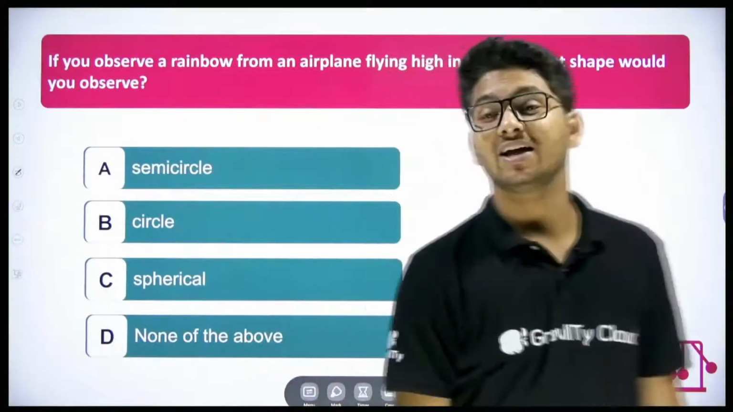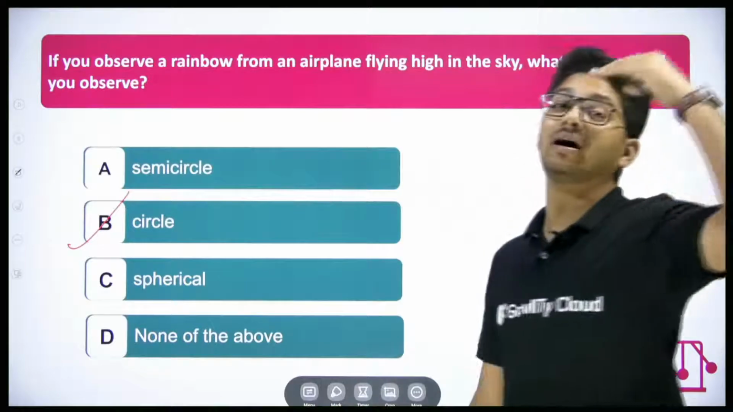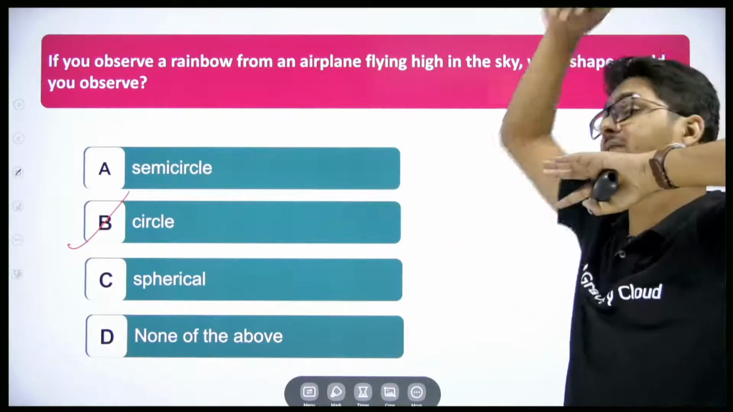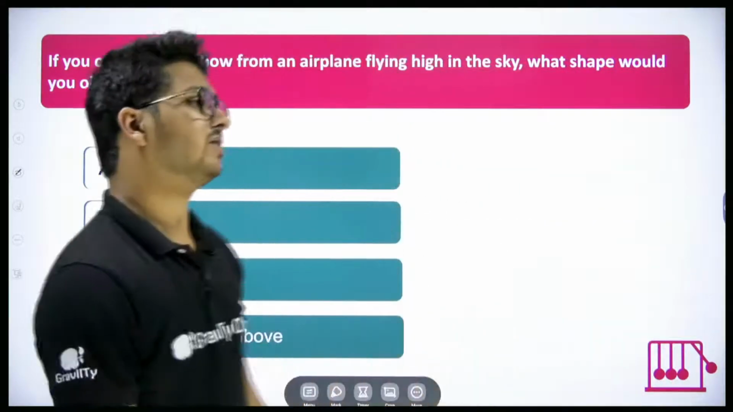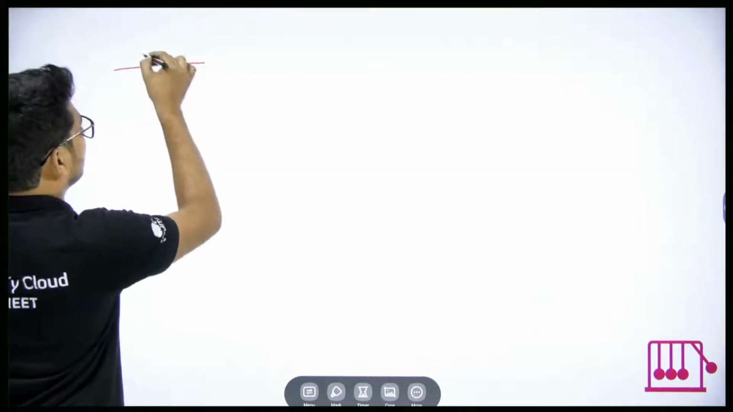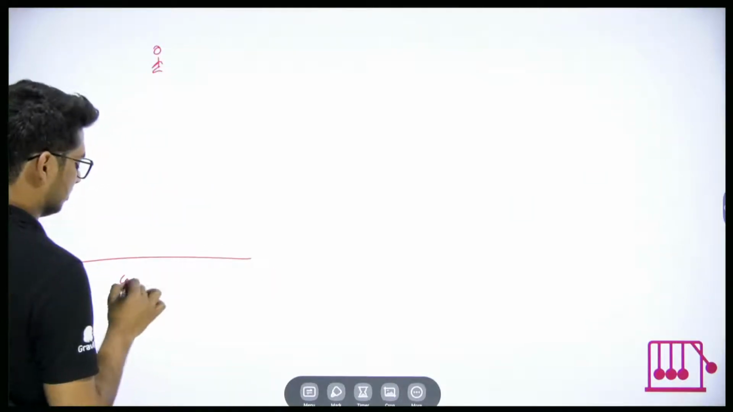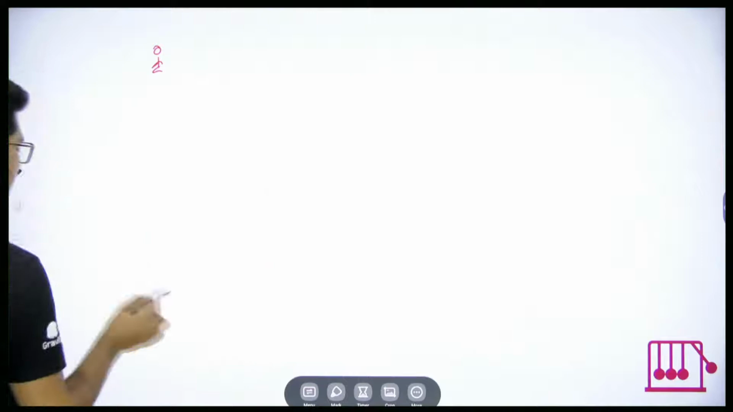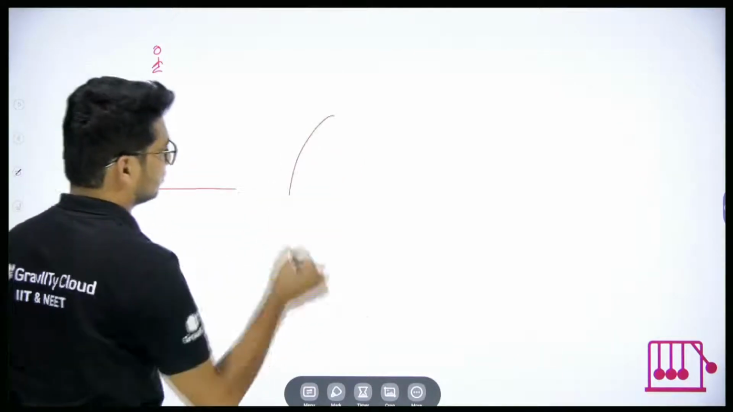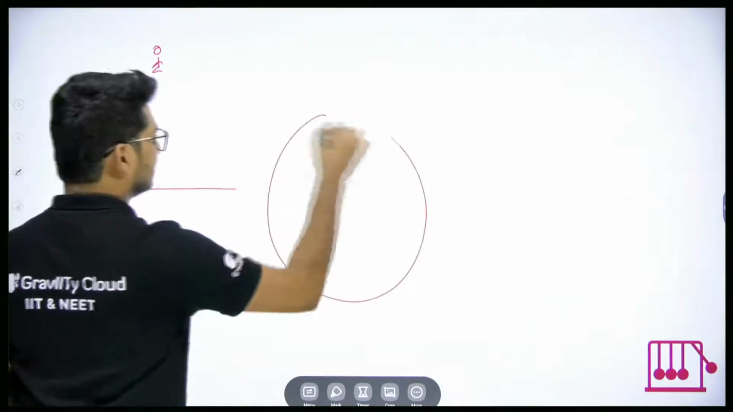Interesting question, right? And the shape that you observe will be a circle, not a semicircle, when you see from high up above. In an airplane that is flying high, there you see a circle, but on the ground we see a half ring, semicircle. Why is it? See, this is the aeroplane. If you are here, this is the ground. So you are high up. Then you can easily see a full rainbow, that is a circle.